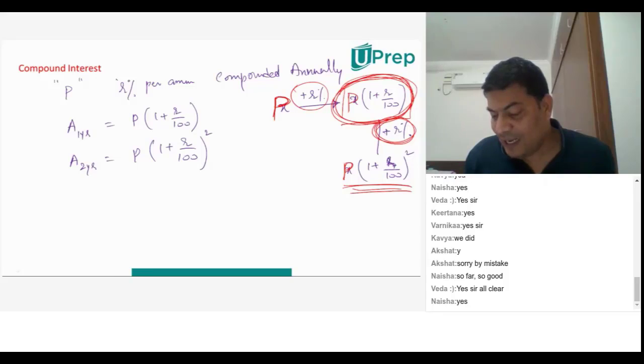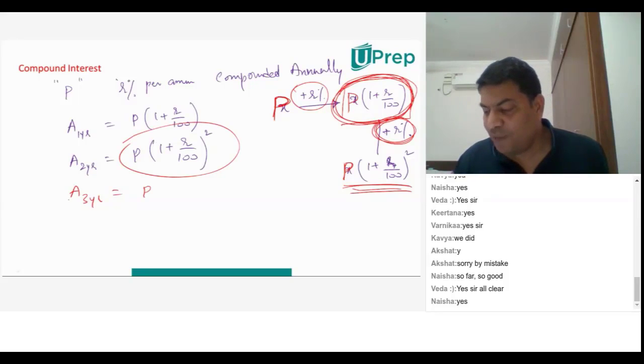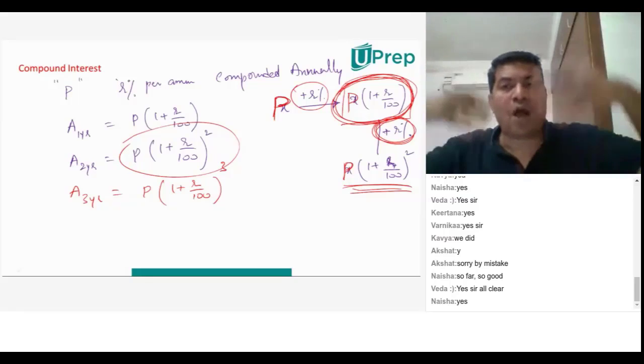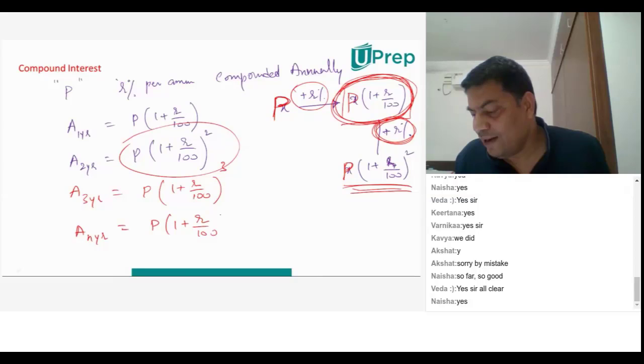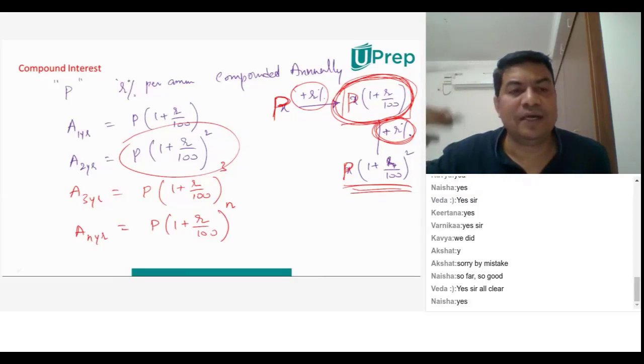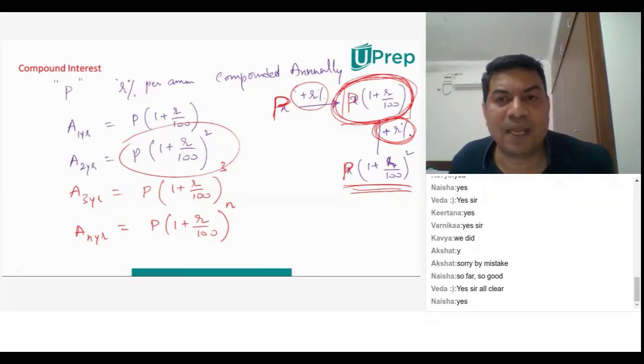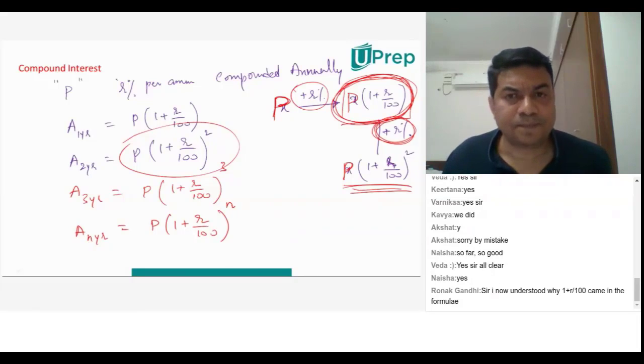So if you logically look at it, at the end of 3 years, you will earn R% on this. Therefore, your amount becomes P into 1 plus R by 100 whole to the power of 3, because it grows overall once again by R%. So the amount at the end of n years will be P into 1 plus R by 100 whole to the power of n, because it keeps on growing year on year. That's how this formula has arrived.